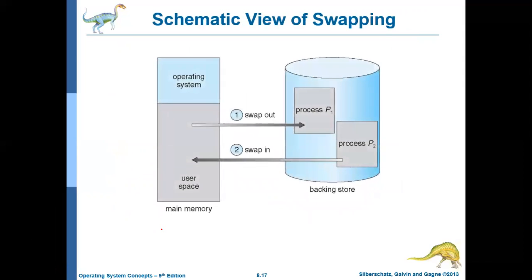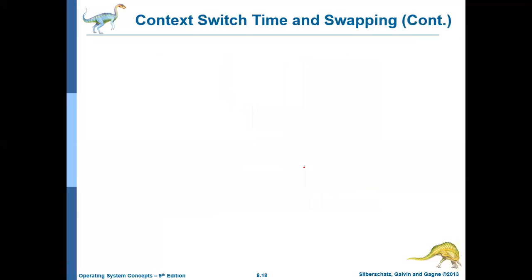So here is a schematic view of swapping. We can see the operating system, the set of processes, and the process that is moved out is called swapped out, and the process that is moved in is called swapped in. So here P2 is swapped out and P1 is swapped in.